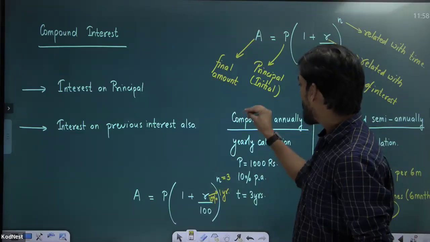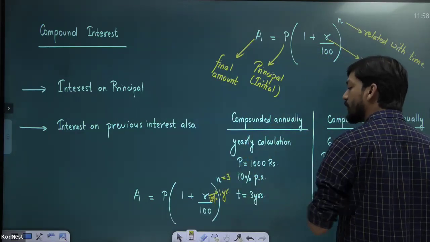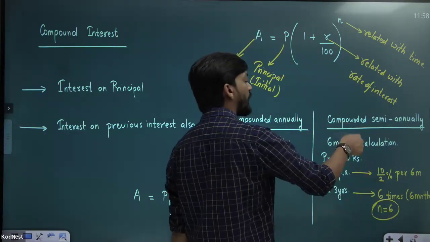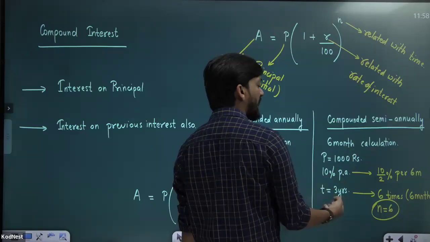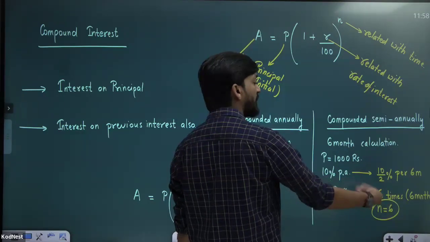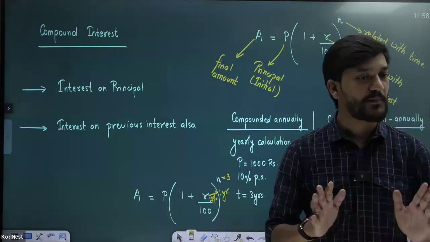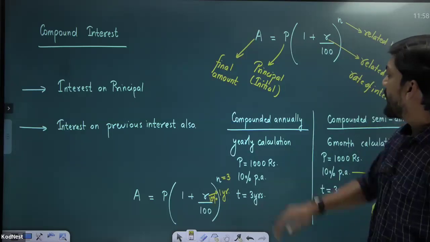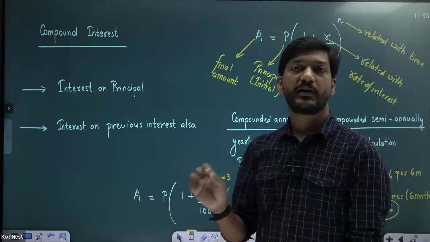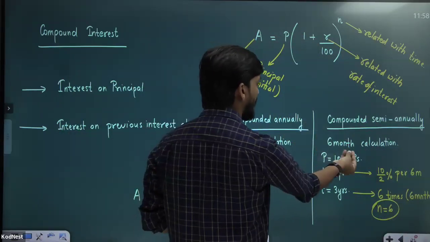So here in this case, compounded annually, n means number of years because yearly calculation. Here in this case, we have to calculate for 6 months. That's why n value is number of 6 months. How many 6 months are there in 3 years? You will say, sir, 6. So this is the meaning. But very rarely you will see me applying the formula. But yes, if we apply, we have to be careful whether it is yearly calculation or 6-month calculation.